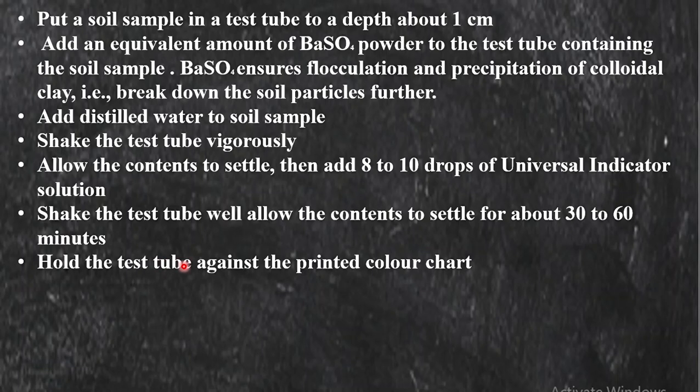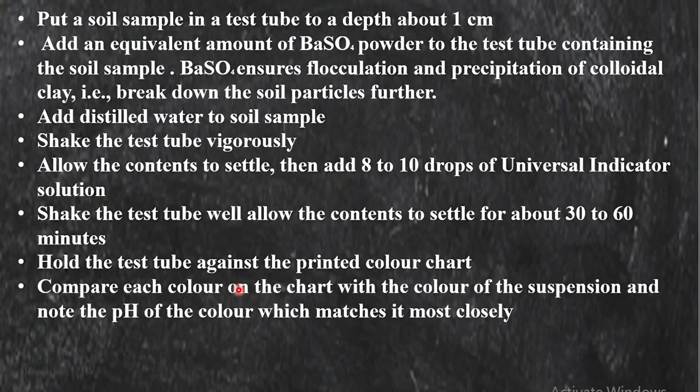Then hold the test tube against the printed color chart, which is called the pH chart. The aim is to compare the color you see in the test tube with the one printed on the chart. The pH chart has colors, and each color represents a particular pH value. Alright, then you compare each color on the chart with the color of the suspension and note the pH of the color which matches it most closely. Right?